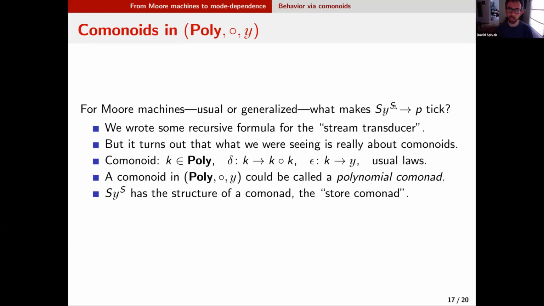What made all this tick? Remember that stream transducer stuff? Given a map sy^s to p. What actually made that work was that sy^s is a comonoid in Poly. A comonoid is a polynomial c with a map from c to c composed c, and a map from c to the unit y, satisfying some usual laws. And if you were thinking about polynomial functors, Poly in terms of functors from Set to Set, you'd call this a polynomial comonad instead of comonoid. And you would call sy^s the store comonad if you're a Haskell person.